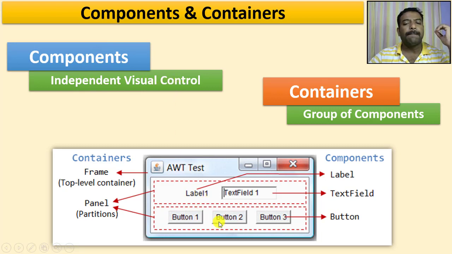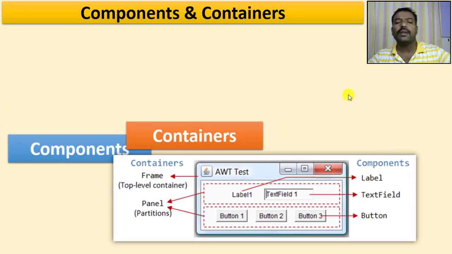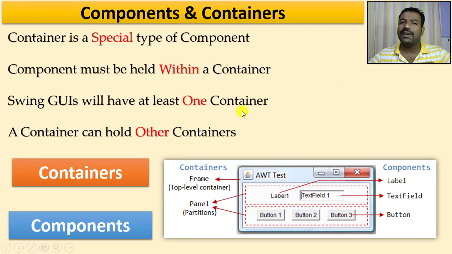Button is independent, button 2 is independent, button 3 is independent, label 1, text field, all these are independent, visually available for a user and can be controlled. I can press the button, control 1, control 2, I can type the text, control 3 or so on. I can have independent visual control. And now I'm going to have containers. A container is just a group of components, and again, don't forget, a container is also a special type of component.